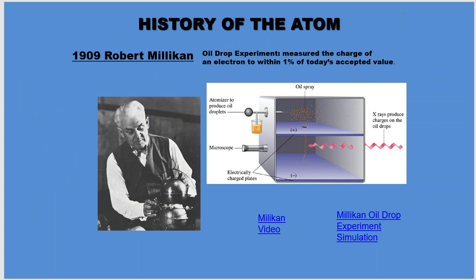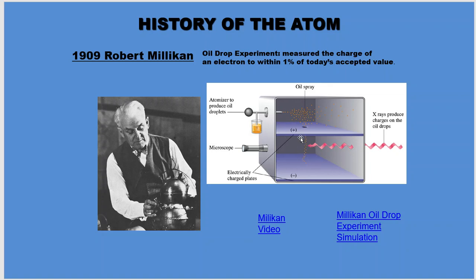So just a fun experiment that was done to actually calculate the charge of an electron was called the oil drop experiment. What happened is Robert Millikan took some oil and put it through a sprayer, this thing called an atomizer, and it made really tiny oil droplets. Then he shot X-rays at the oil droplets to knock electrons off, to make them become positively charged. So the electrons get knocked off the oil drop, which means the oil drop is overall positively charged.